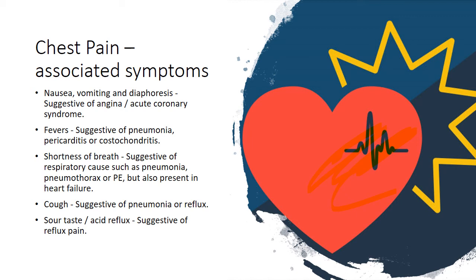Have they had any shortness of breath? Again, if we ask specifically about this, it might channel our thinking more toward a pulmonary etiology like pneumonia or pneumothorax, but we also know that it's present in heart failure as well. We want to ask specifically if there's been a cough, or whether or not they've had any sour taste or experience what they'd interpret as acid reflux, which again might be more suggestive of a GI cause to their pain.